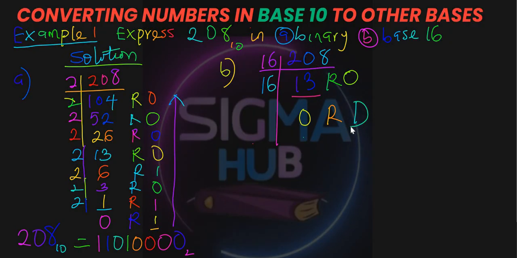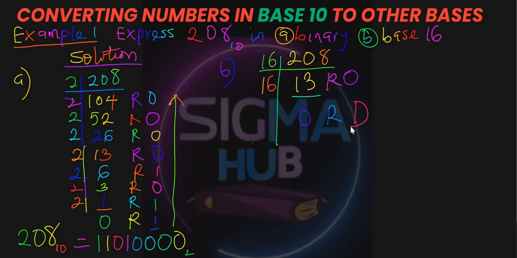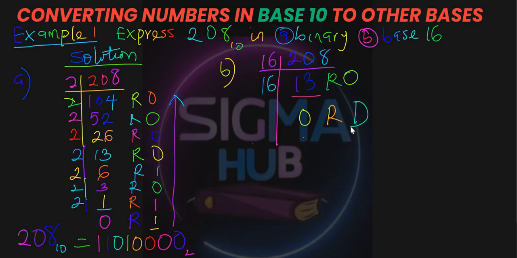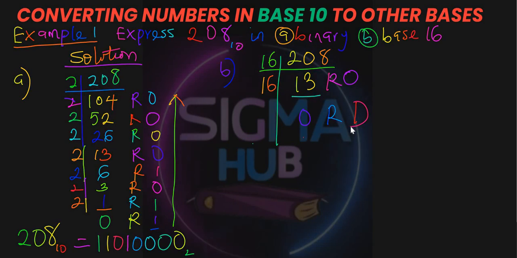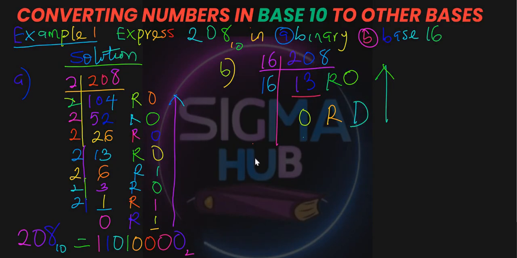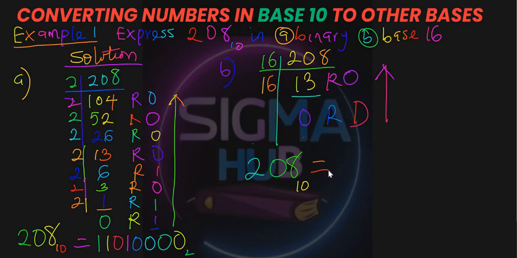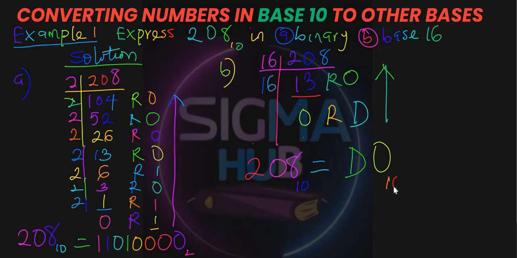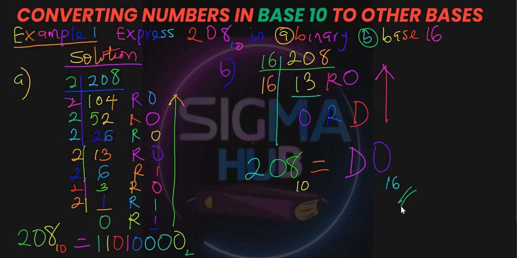If I want to write 10, it's going to be A. If I want to write 11, it's going to be B. If I want to write 12, it's going to be C. And if I want to write 13, it's going to be D. So instead of writing 13, I'm going to be writing D, where D means 13. So our arrow is going to go upward from below. Therefore, 208 in base 10 is the same thing as D0 in base 16. And this is how you go about it.